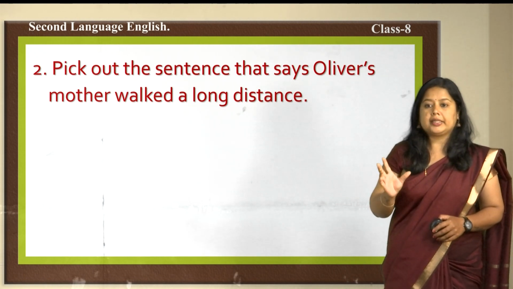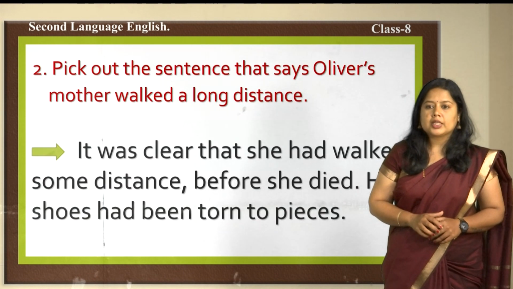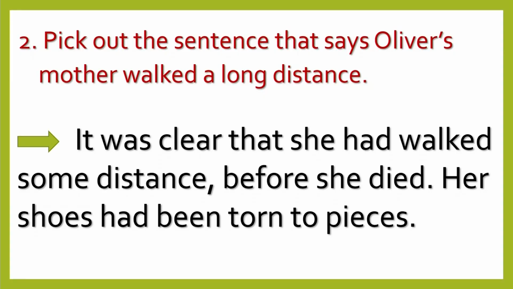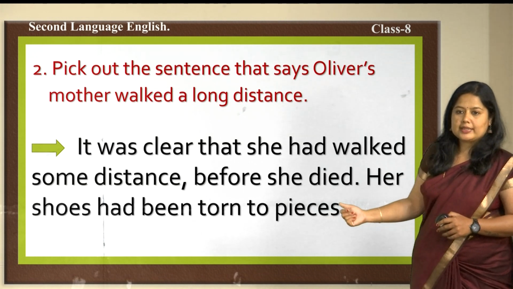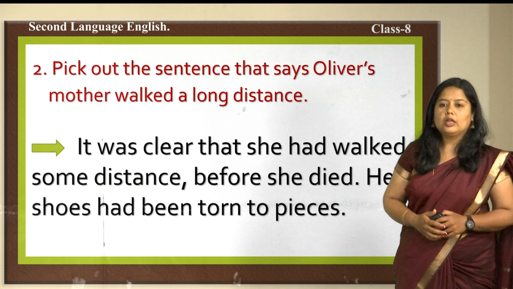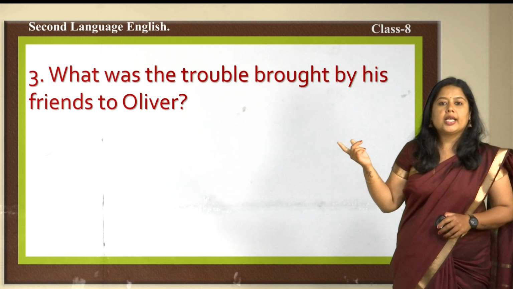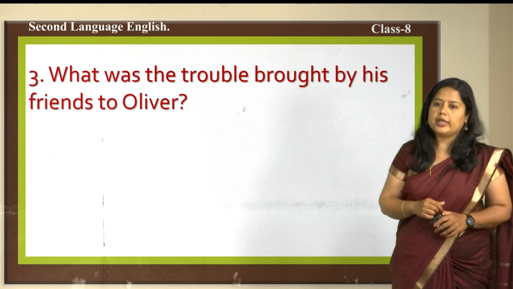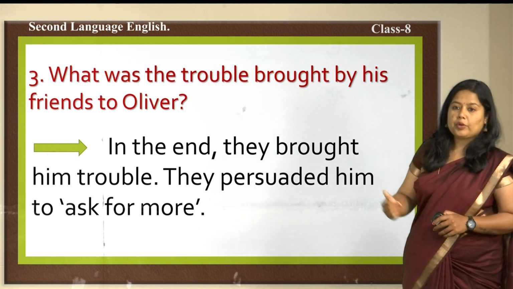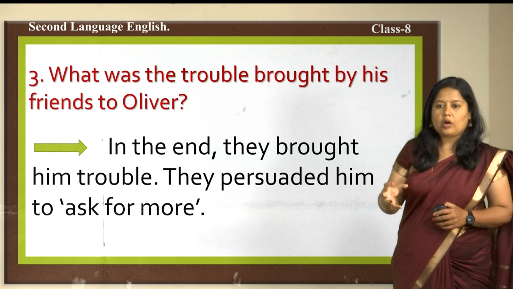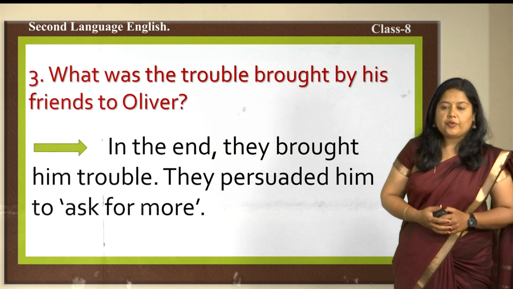Second question is, pick out the sentence that says Oliver's mother walked a long distance. There is a sentence containing a particular phrase that meant she walked a long distance. Yes, it was clear that she had walked. So, the last sentence, her shoes had been torn into pieces, suggests that she walked a long distance. The next question is, what was the trouble brought by his friends to Oliver? There are friends for Oliver in poor house and they brought a trouble to him. What is the trouble? They persuaded him to ask for more. They all gathered and held a council and decided that he should go to the master and ask for more.